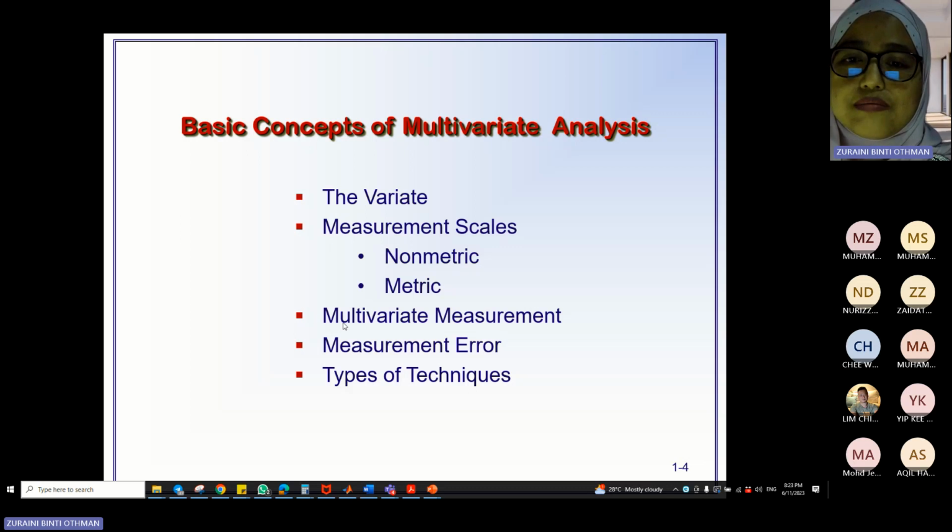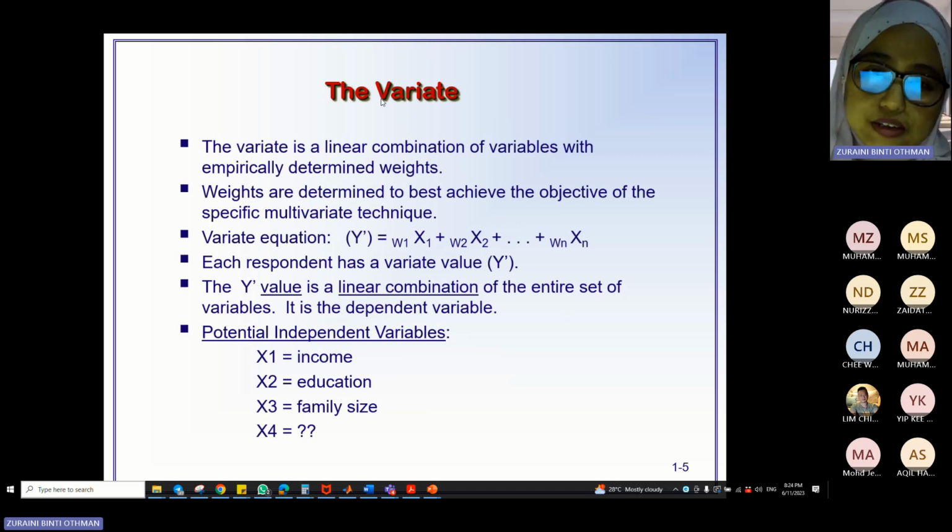Okay, and the concept also multivariate measurement, and we have also measurement error and types of techniques. Okay, so first we go to the variate. What is the variate? The variate is a linear combination of variable which empirically determine weight. Okay, weight here determine the best achieve the objective of the specific multivariate technique. Actually, this kind of equation you already many times see it. Maksudnya ini is persamaan linear, right? Is variate equation. We have this factor number 1, factor number 2, until factor number n. But beside it, we have weight. So weight determine the best achieve the objective of the specific multivariate technique.